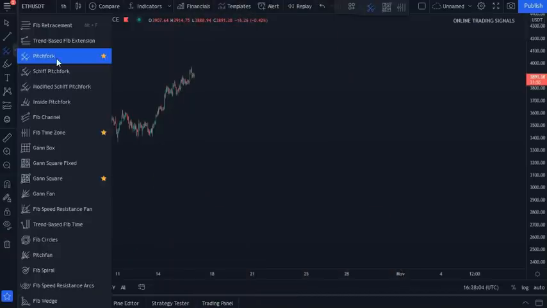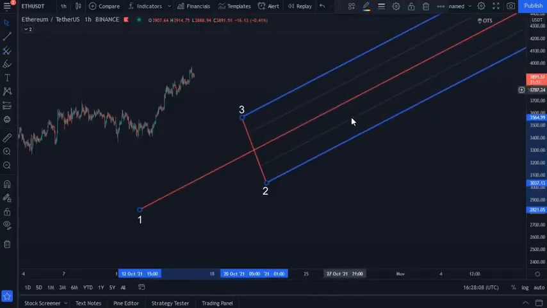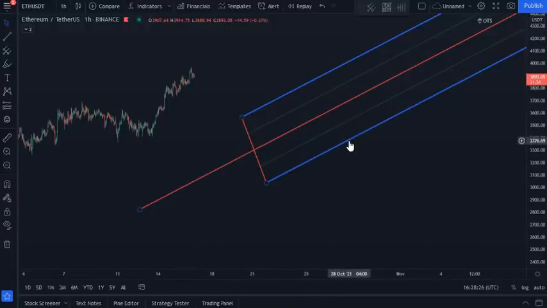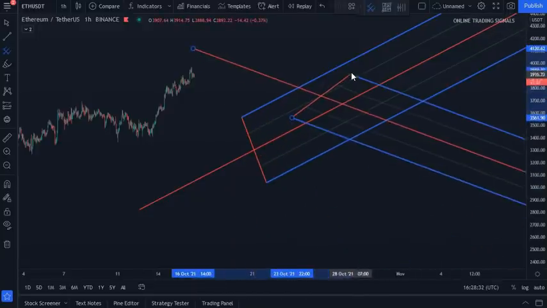Its drawing is very simple. It starts from point 1 and ends at point 3. Do not confuse yourself and follow me, you will understand everything. When we notice that the trend is rising, we draw it from bottom to top. But when we notice that the trend is moving down, we draw it from top to bottom.